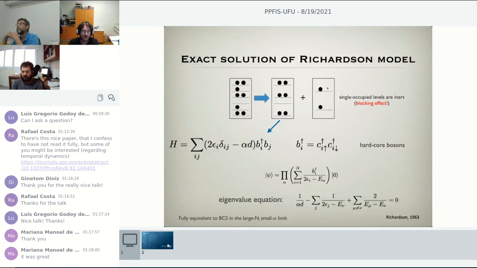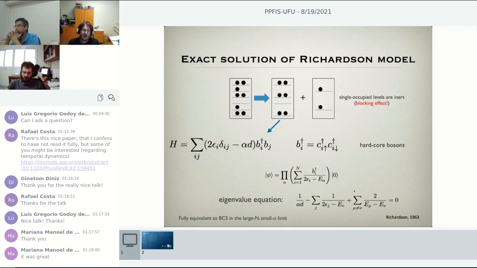So you can immediately split this problem into two sub-problems. The trivial problem of singly occupied levels, which just have what is known as the blocking effect, because these levels are not able to participate in the pairing interaction. And all of the other levels which do indeed couple through the pairing. And then instead of writing the problem in the fermionic language, you can introduce the so-called hardcore boson operators. And in this language, this looks like a non-interacting problem.